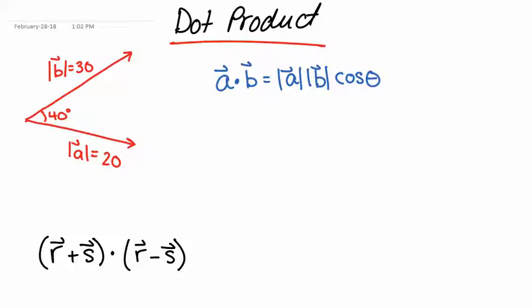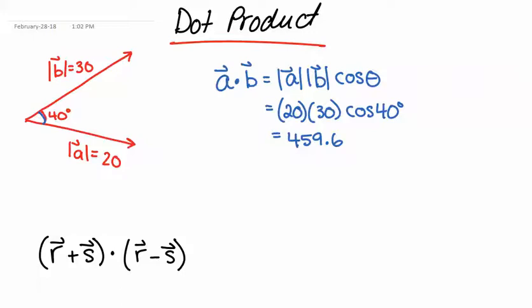So here's vector A. In this first question, it's pretty straightforward. I tell you the magnitude of each vector, and the angle in between the vectors is 40. So you're just plugging it into the formula. 20 times 30 times cos 40, and you plug that in and you get 459.6 for your dot product.